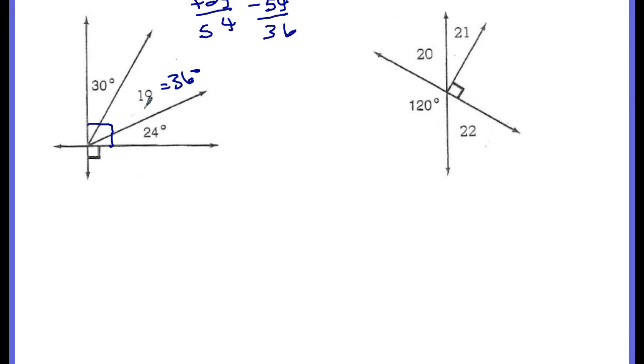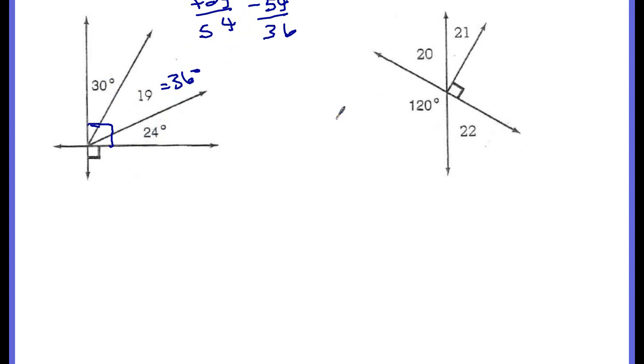Okay, did you get that angle 19 measures 36 degrees? Good job. So this is a little bit different. You still have a right angle here, and it's being divided into 3 angles. They're still all going to total 90 degrees. So you add the two that you know, the 30 plus 24, and you get 54. Just subtract that from 90, and angle 19 is 36 degrees.